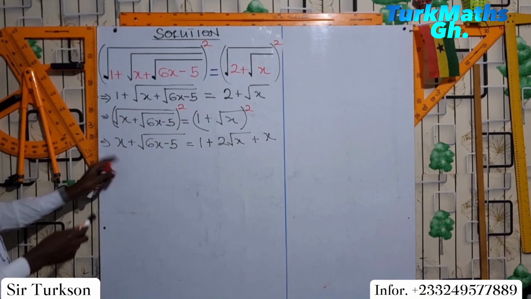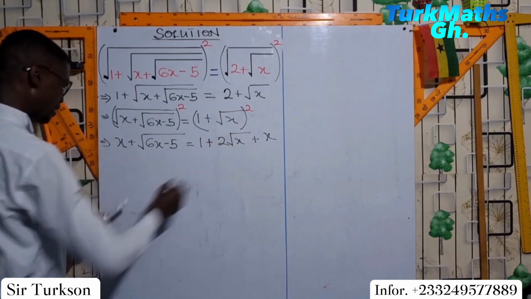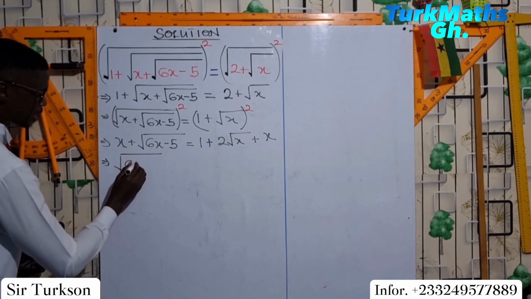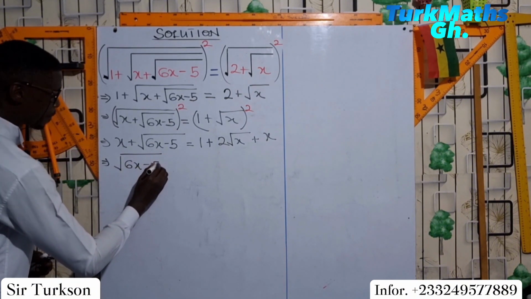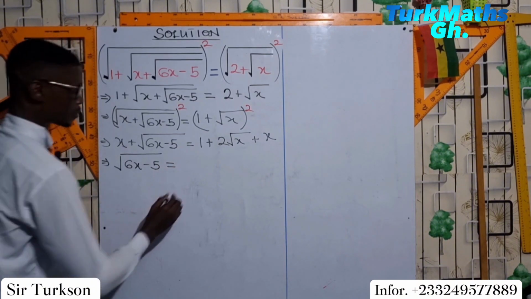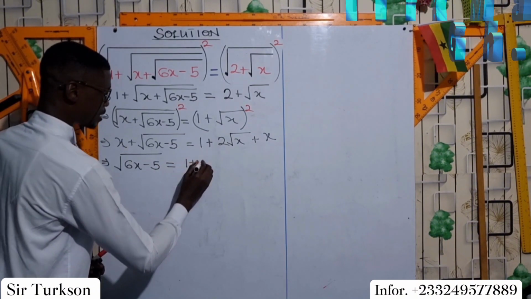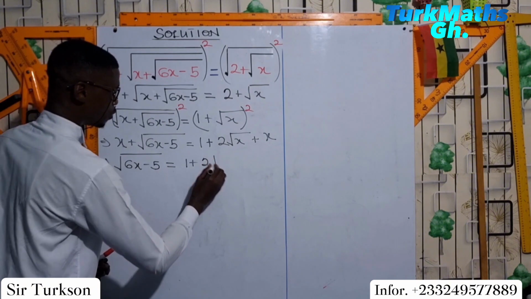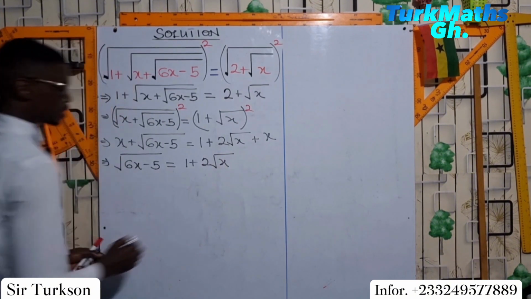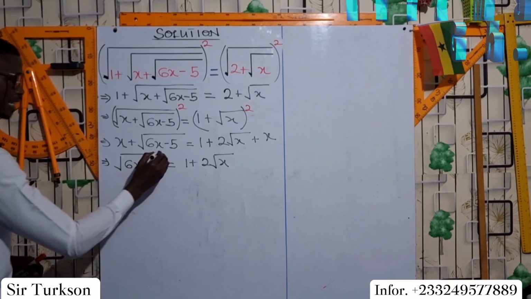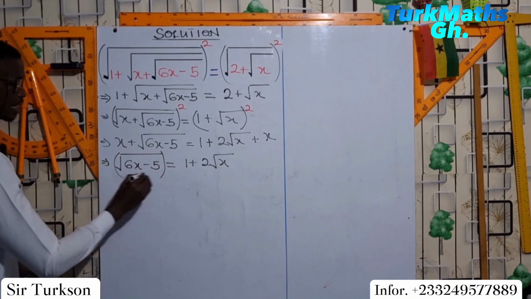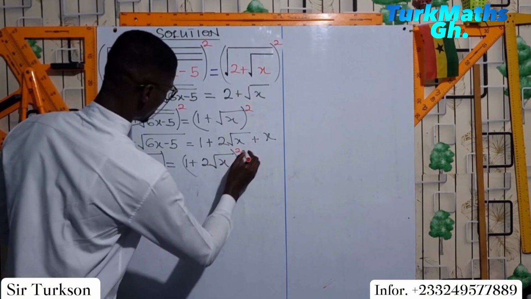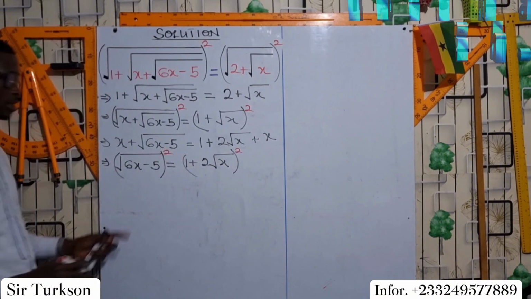So again, I'll take them off. When you take them off, you are left with root 6x minus 5 equals to 1 plus 2 root x. Again, we need to square both sides. So I'll put them into brackets, then I'll square both sides.